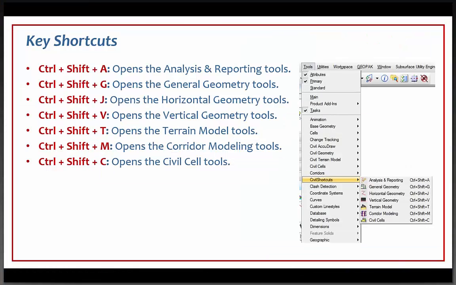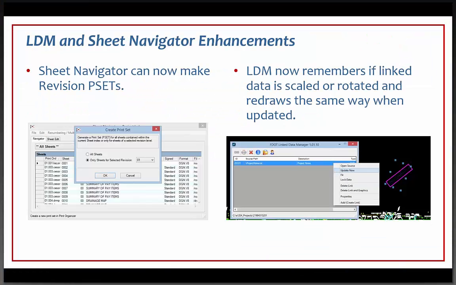Next, we had a couple updates to LDM and Sheet Navigator. Sheet Navigator can now make presets of revisions. So if you've got, say, a project index and you've had 2 or 3 revisions on there, and you need to create a PDF of those revisions for delivery, you can now choose which revision.